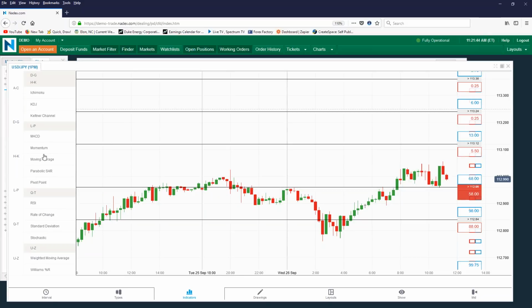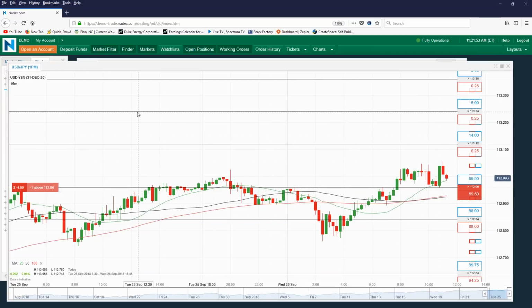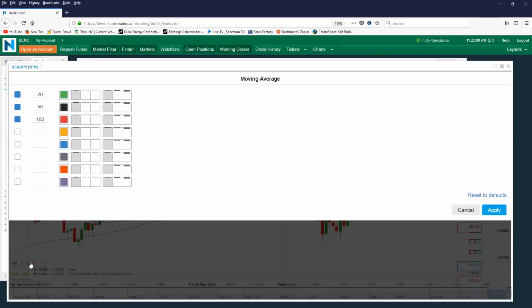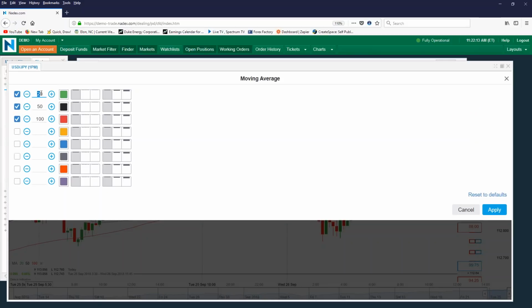So if we click here, we go to moving average, and you can see it just put 3 lines on the chart. Okay. Now, if you come down here, right in the lower left-hand corner, you can see you have a 20-period moving average, a 50-period moving average, and a 100-period moving average. Let's say that you didn't want to use those. You want to change them. Okay, let's say that you want a 10-period, 20-period, and a 50-period. Okay, you just type in the values right here, and that changes it.